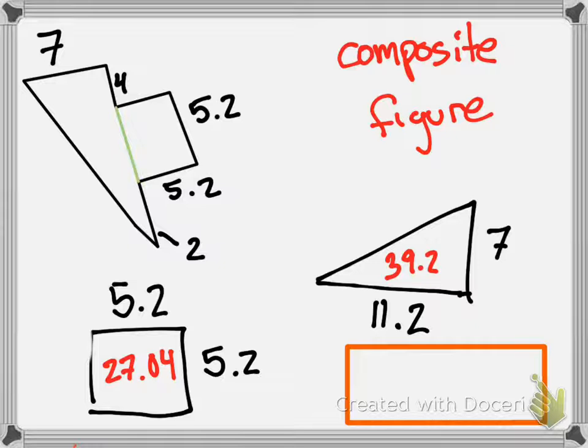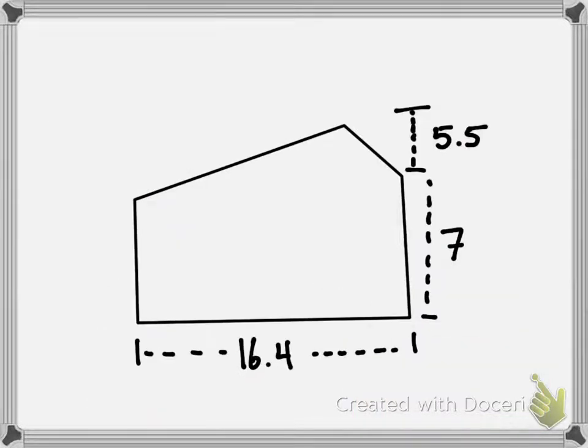27.04 times 39.2. Do we agree? No. Plus. And when we add those together, we're going to get 66.24. Excellent.